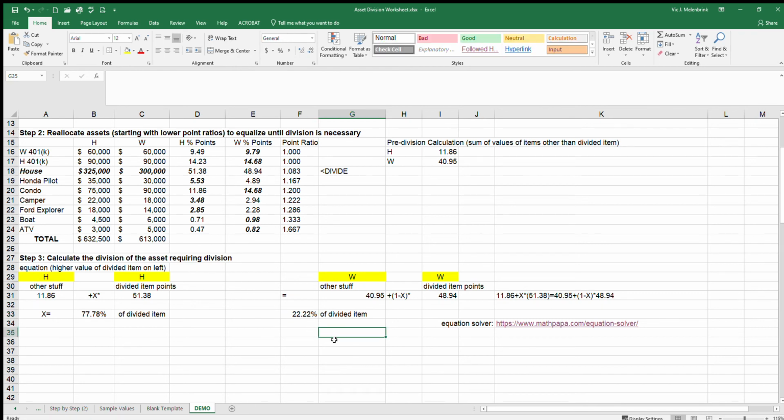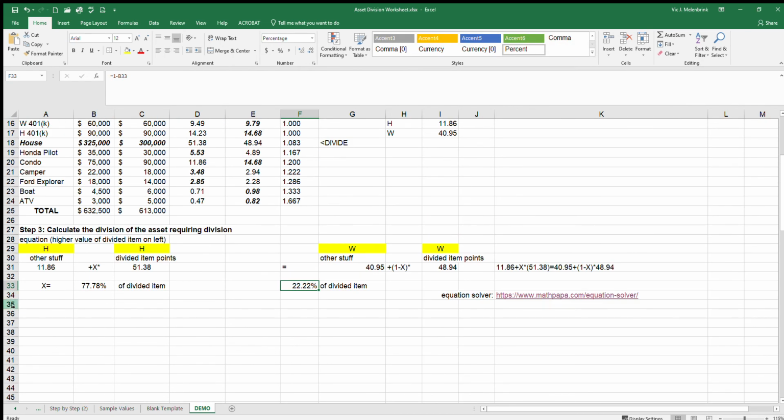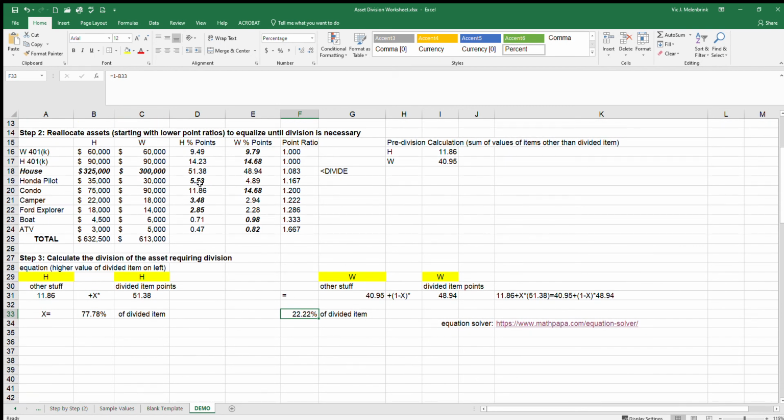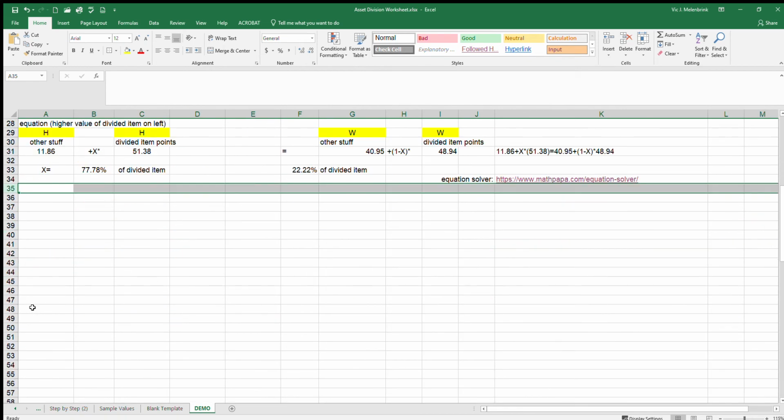Okay, so now that's what we needed to do. We know what item we need to divide, and we figured out what the distribution of that item is going to be. So theoretically, at this point, we've answered our question. Husband is going to get the Honda Pilot, the camper, and the Ford Explorer, plus 77.78% of the house. Wife is going to get the other stuff, both 401ks, the condo, the boat, and the ATV, plus 22.22% of the house. But we want to check our work, because they're not going to believe you.